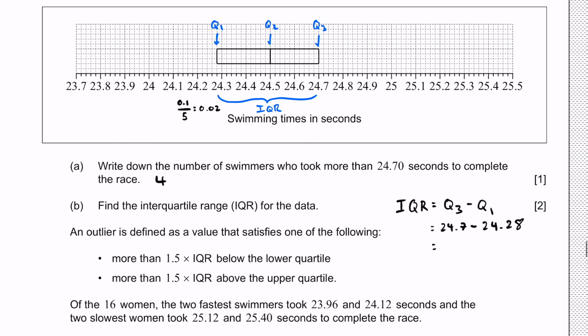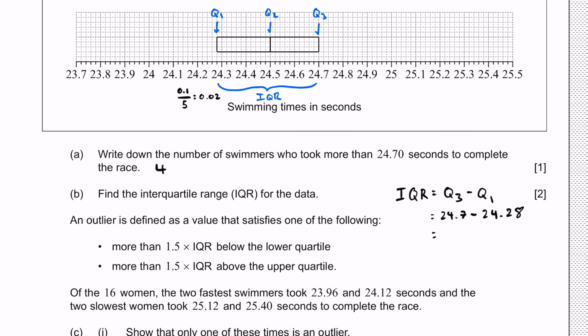Now we can go ahead and work this out. So what would this be? This would be 0.42. You can go onto the calculator and work this out, or we can just work it out arithmetically. So what's the difference here? 0.42 seconds. All right.